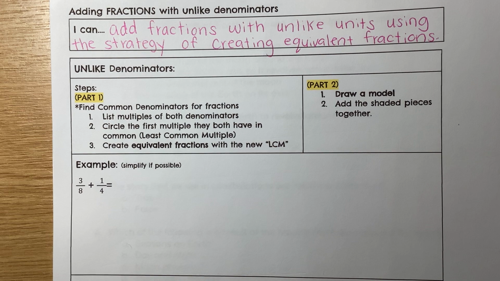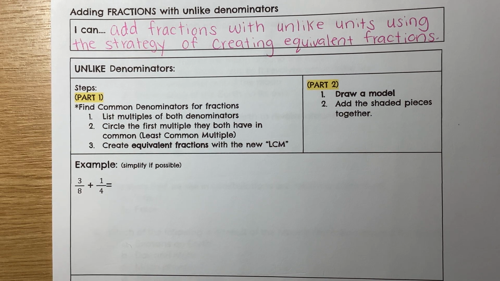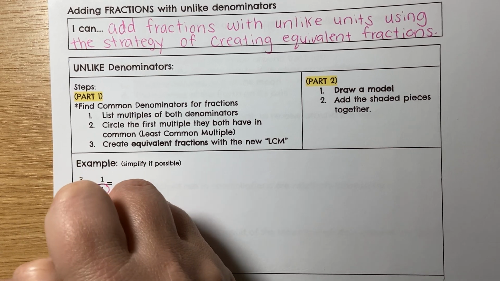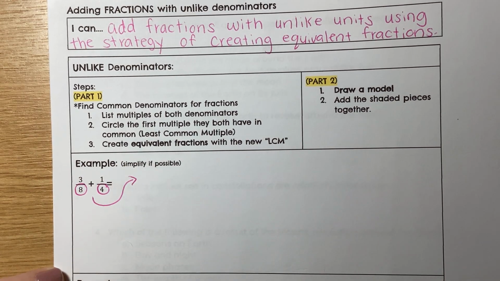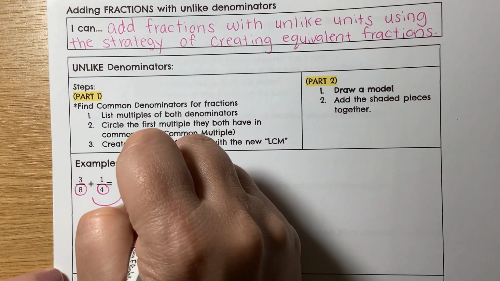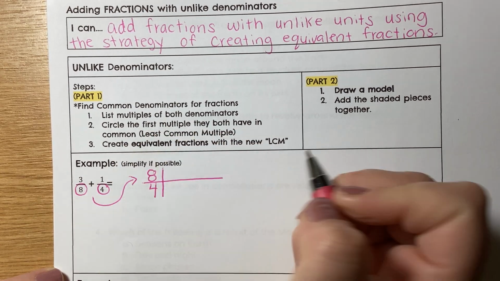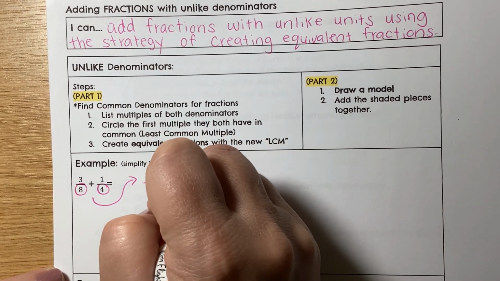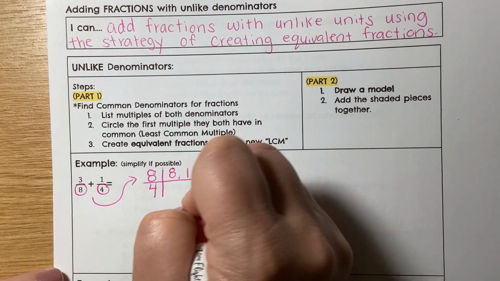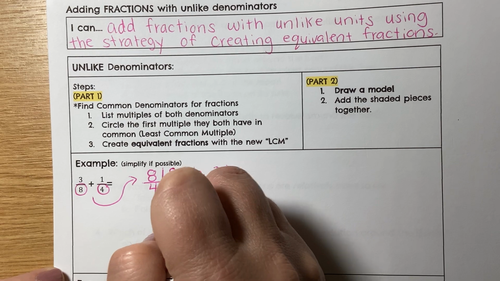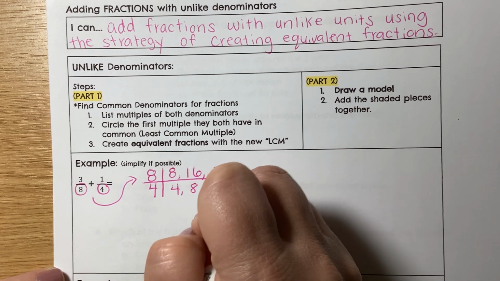All right, so the first one, 3/8 plus 1/4. So the first thing I'm going to do is look at the denominators, the 8 and the 4. I'm going to realize they are not the same. So I need to find a common denominator between them. So to do that, I'm going to list the 8 and the 4, and I'm going to create a multiples chart. So I'm going to count by 8s across the top. So 8, 16, 24. And then I'm going to count by multiples of 4. So 4, 8, 12.